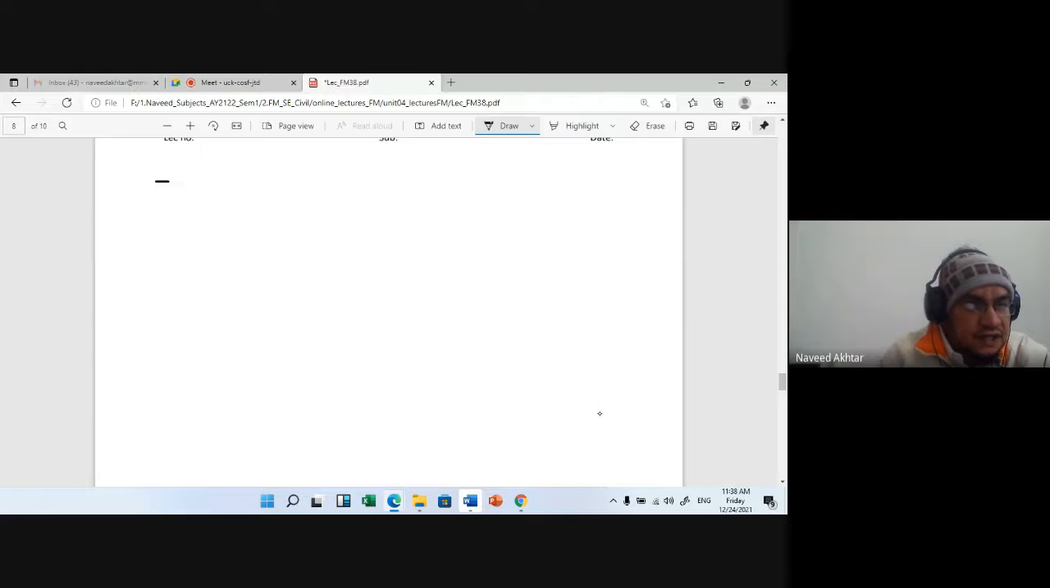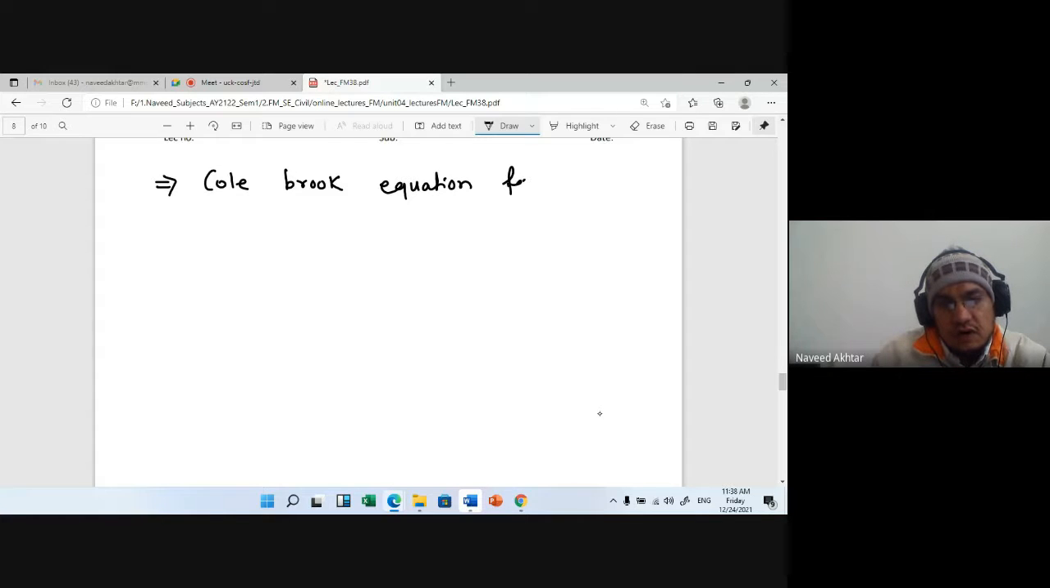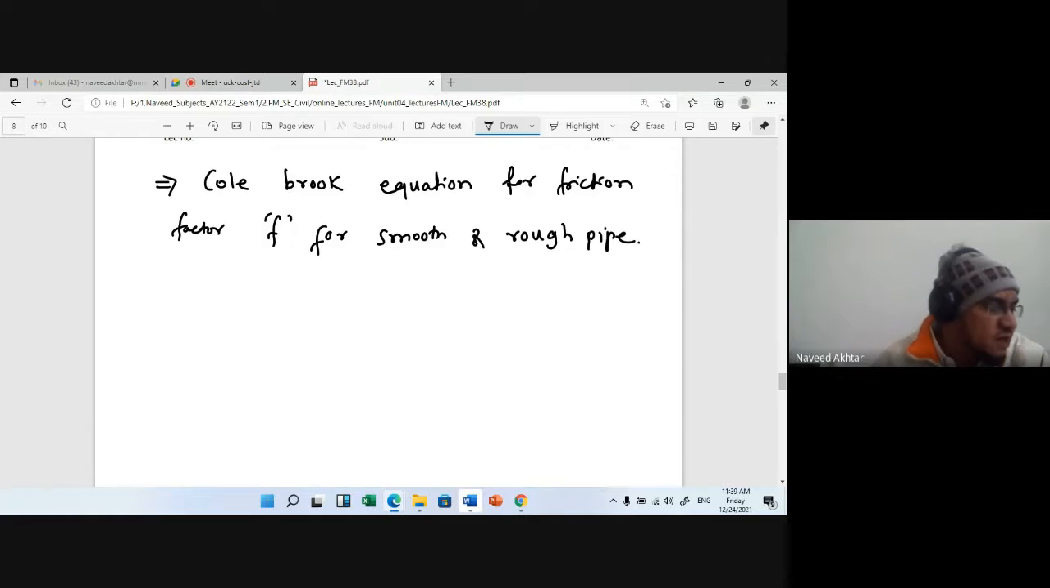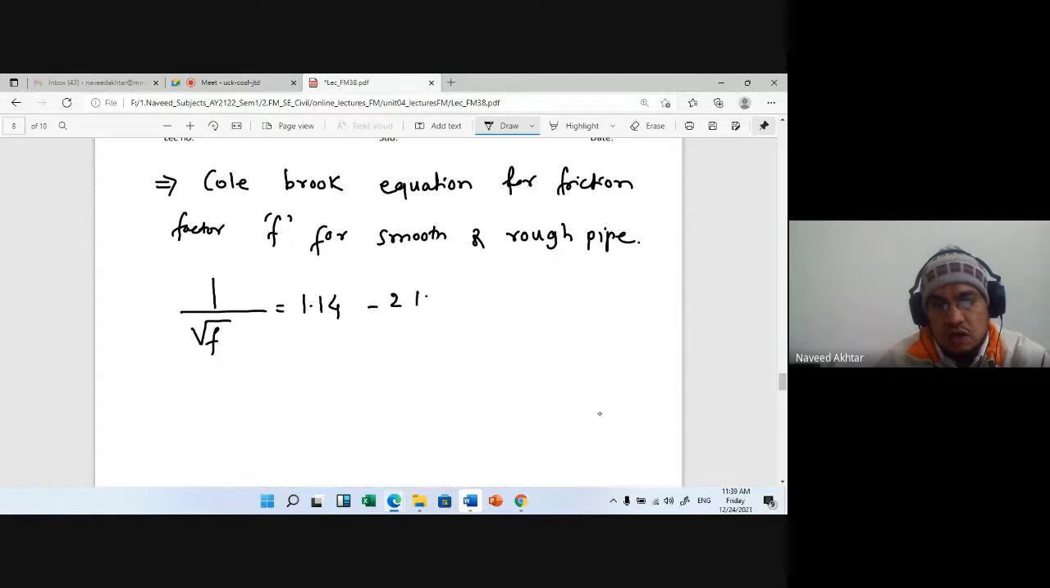Okay. Another scientist, that is Colebrook, gave the equation for friction factor F for smooth and rough pipe, and it is given by 1 upon under root of F is equal to 1.14 minus 2 log E upon D plus 9.35 divided by R under root of F.